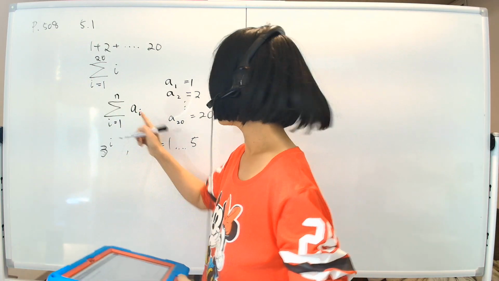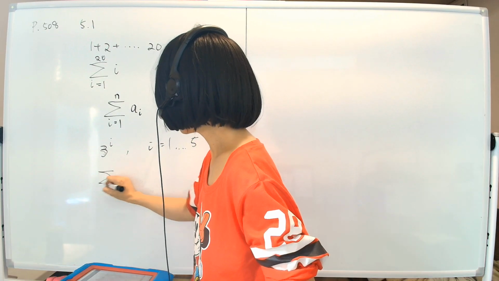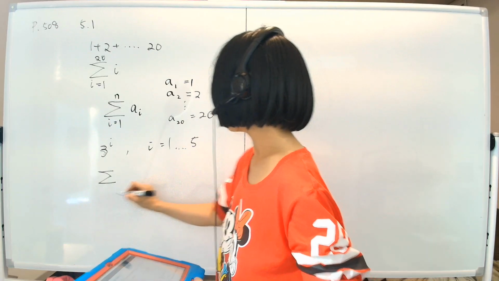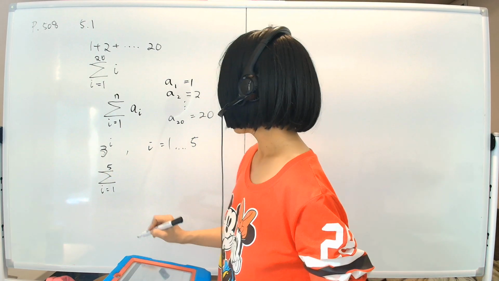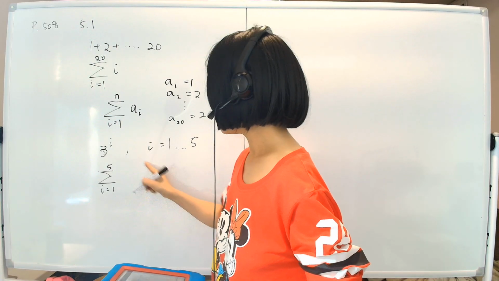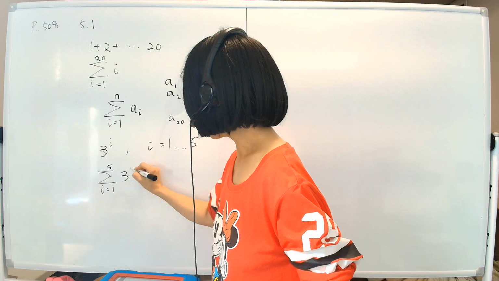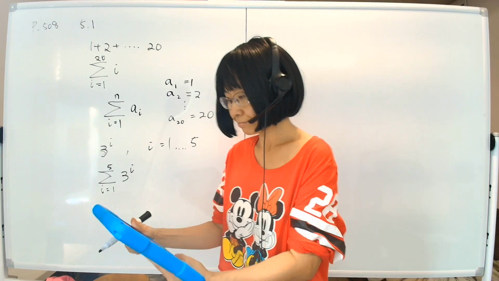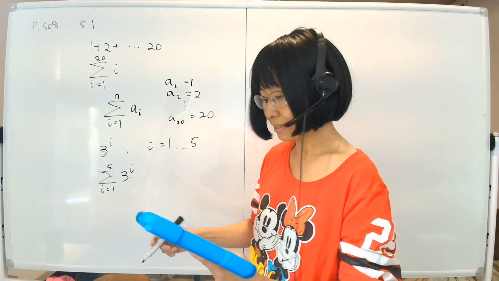According to the summation way that we just learned, you write down the summation sign. We're going from 1 to 5, so you write down i equals 1 up to 5. And then what is each item? What is a_i? a_i is 3 to the power i in this case. And then they want you to add that up.